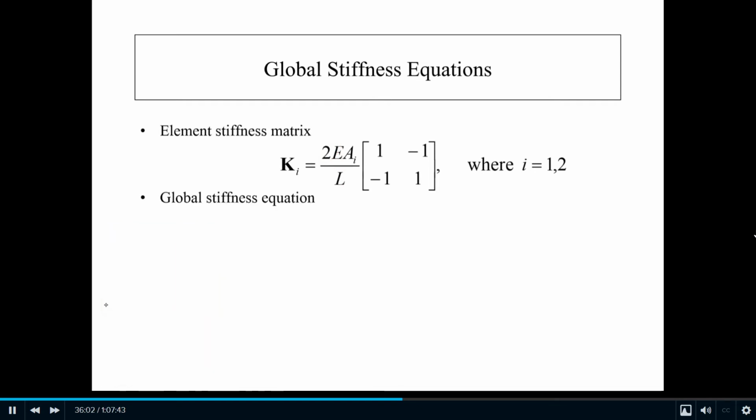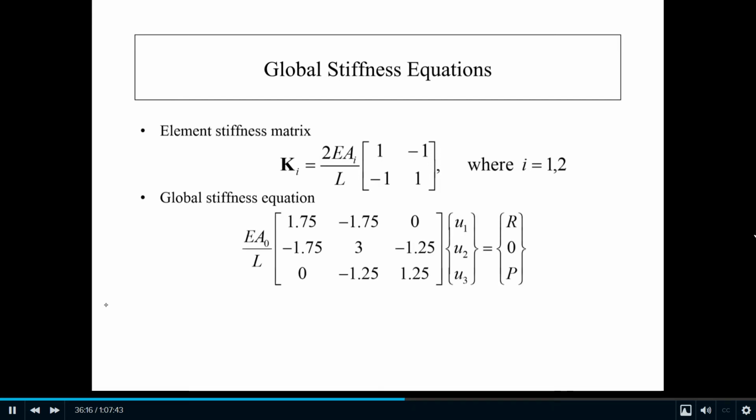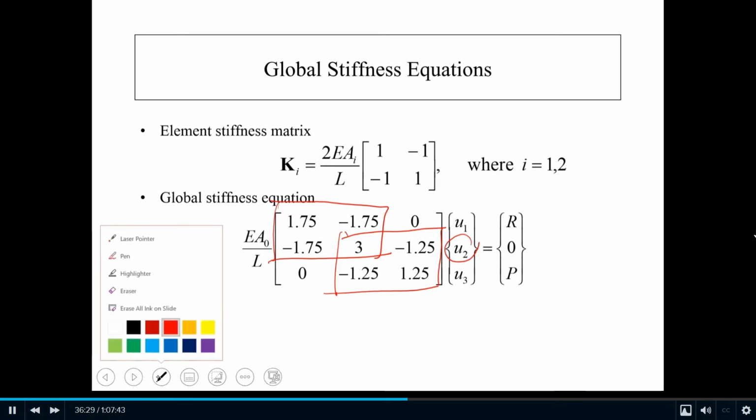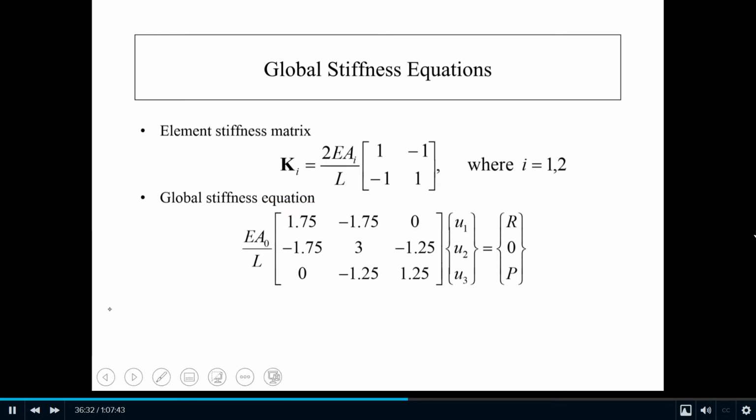And then you assemble. Remember that after you have the equation for each element, to solve for the nodal variables, you have to assemble all element equations. Now you assemble. This comes from element 1, of course, and this comes from element 2. So element 1 and element 2 have a common nodal variable U2 here. This is the global equation.